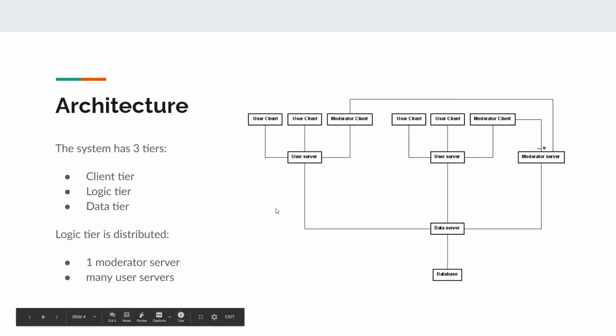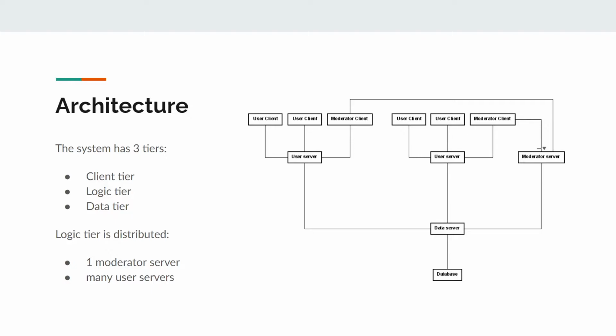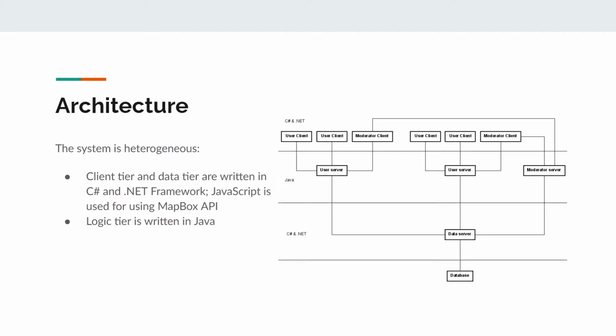Our system has 3 tiers: client tier, logic tier, which handles logic for regular users and moderator users, data tier, which handles persistence. The logic tier is distributed such that there's one moderator server, which only moderators have access to the functionality exposed by this server. Only one is deployed. And many user servers, all users have access to this server. Multiple of these can be deployed in different locations.